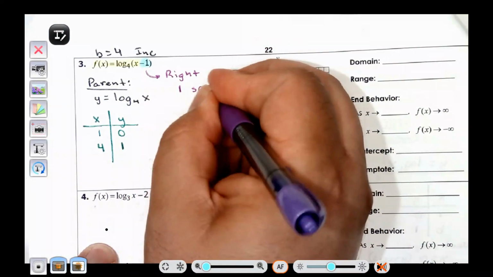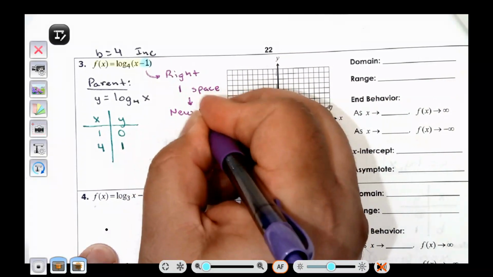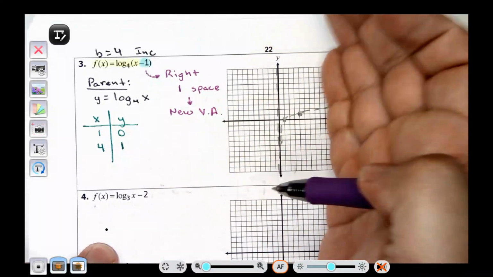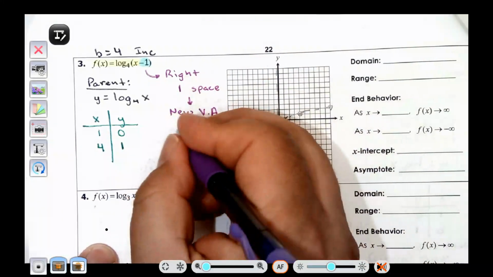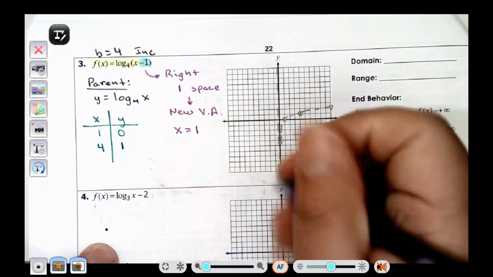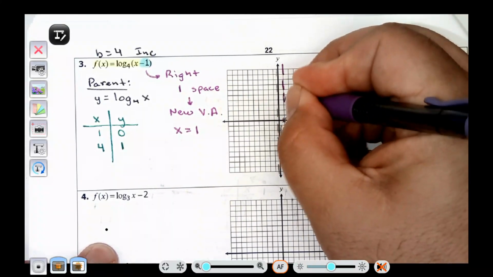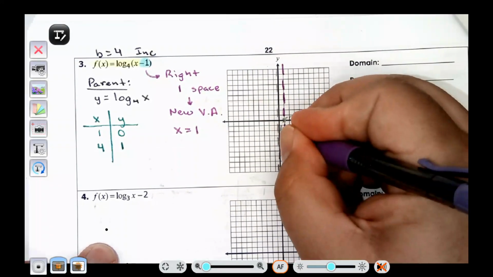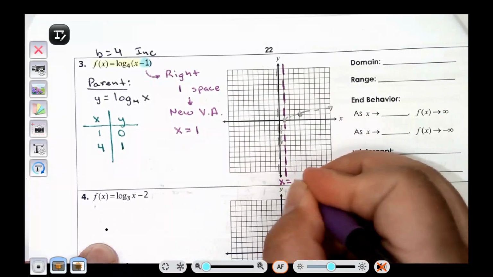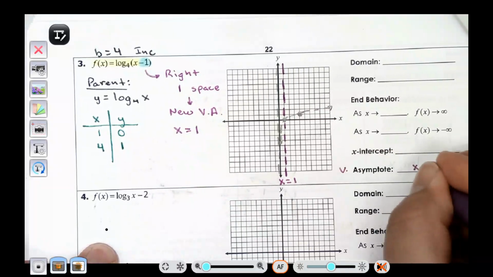And if I'm going to go to the right just 1 space, then that means I have a brand new vertical asymptote. Remember, you're going to the right. So even this line is going to move. And that new vertical asymptote is x equals, well, it's got to be +1, because if you're at 0, here is the brand new vertical asymptote. You're going right through the number 1. So x equals 1 is our brand new asymptote. Let's write that in over here, x equals 1.